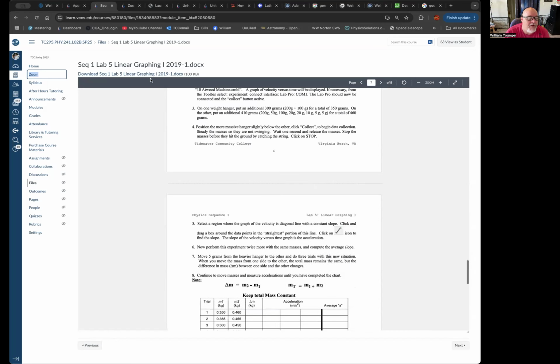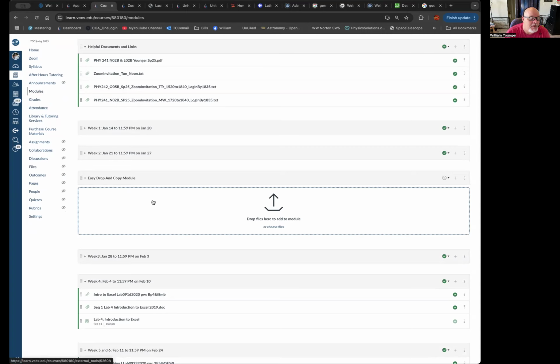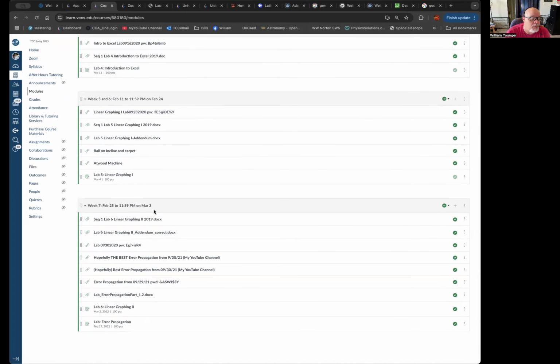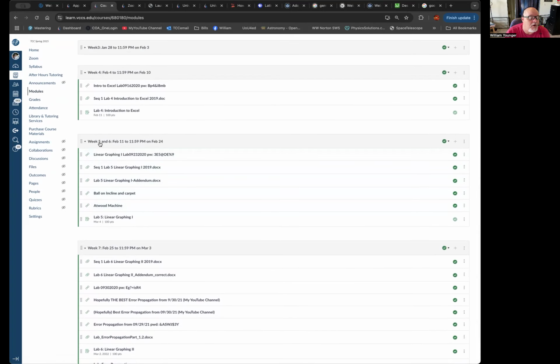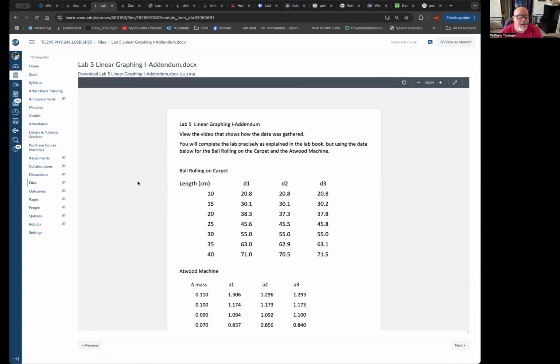Now that I've talked about this, let's look at what the addendum tells you so I can better relate to you how you're going to implement this lab. So again, if you look down to where I called it week 5 and 6, February 11th to February 24th, you'll see right here, this is the addendum. I'm clicking on that. And this says, view the video that shows how the data was gathered.